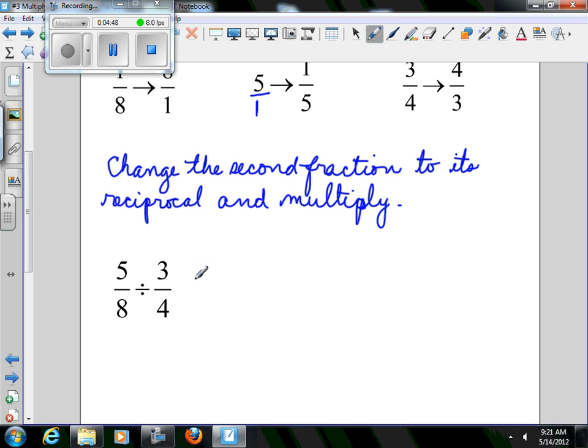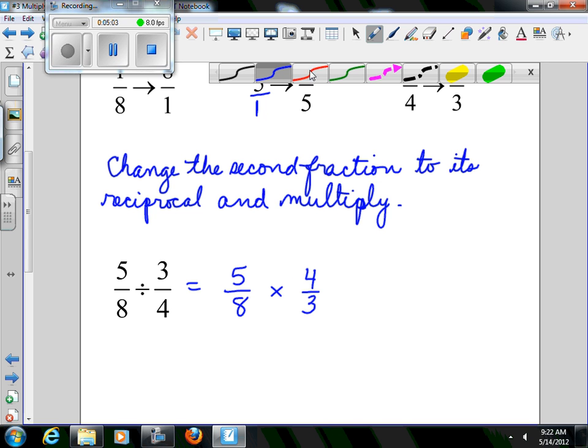We've got 5/8 divided by 3/4. We keep the first fraction. We take the reciprocal of the second one, which in this case would be 4/3, and change your division sign to multiplication. And now we have a multiplication problem just like what we'd been doing.